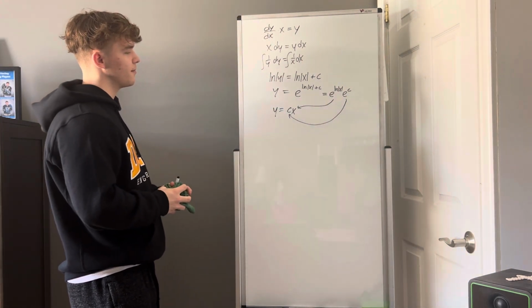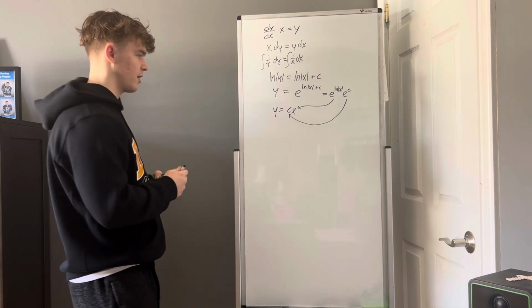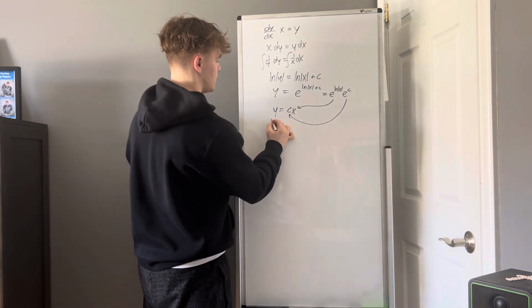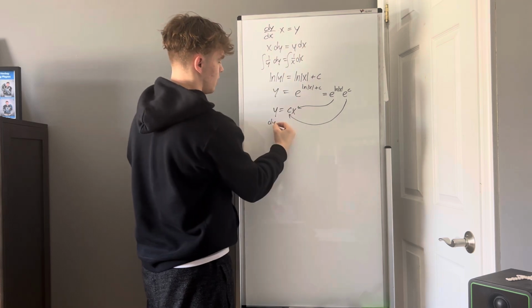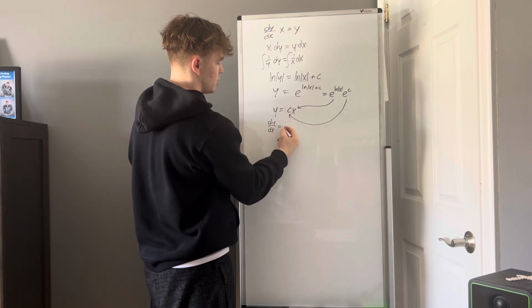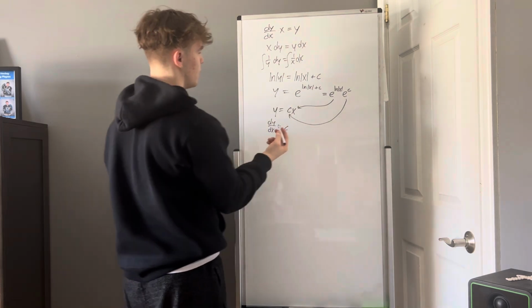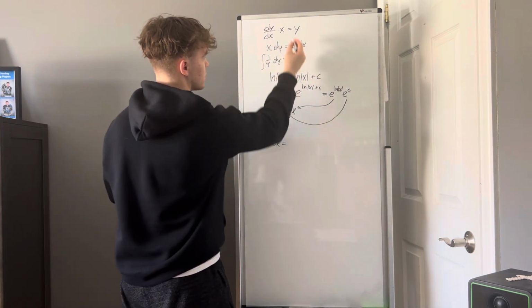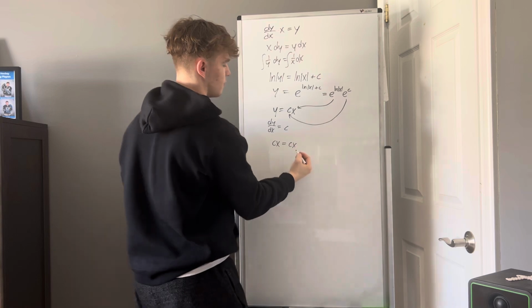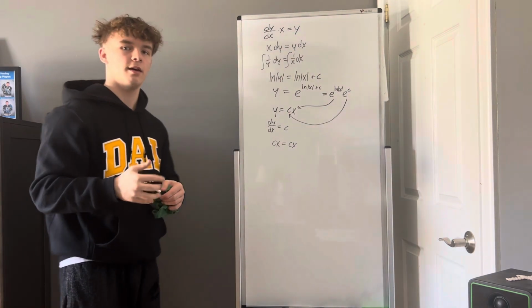Should we check it? Sure, let's check it. Well, we've got a dy dx and we've got a y in our equation. dy dx is just going to be c. Okay? So we've got cx equals, what's our y? cx. Boom. Checked. Done. We got it right.